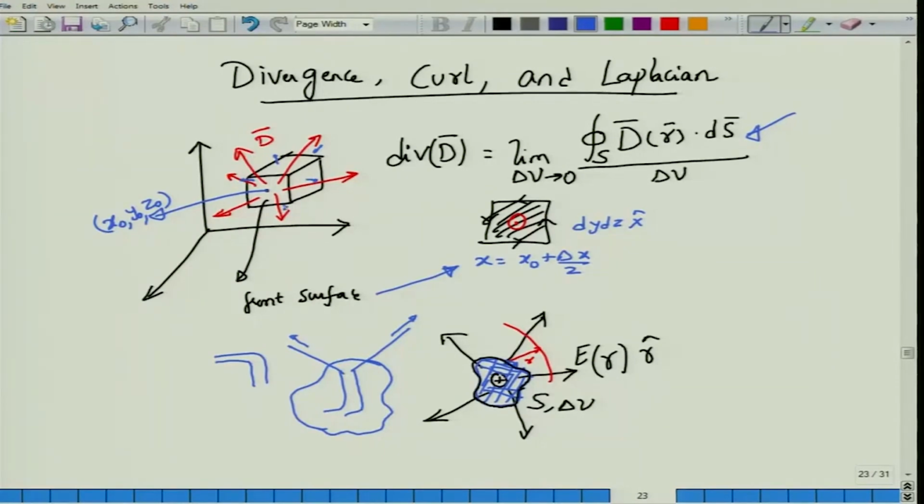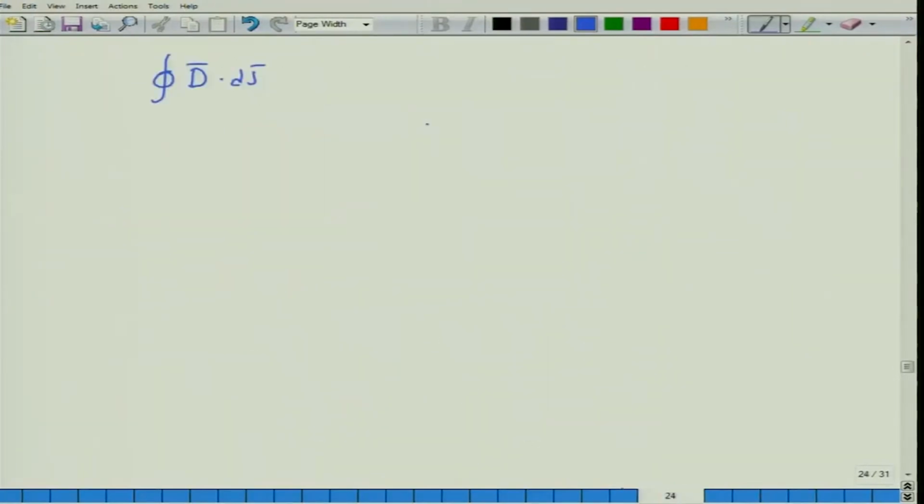What I have to do is to find out on this surface how the vector field D behaves, and then take the dot product of this D at different points on the surface and multiply that by the infinitesimal surface area. To make what I am saying a little more clear, let me redraw that situation only with a front surface over here. Let us say my D vector is all going in this direction.